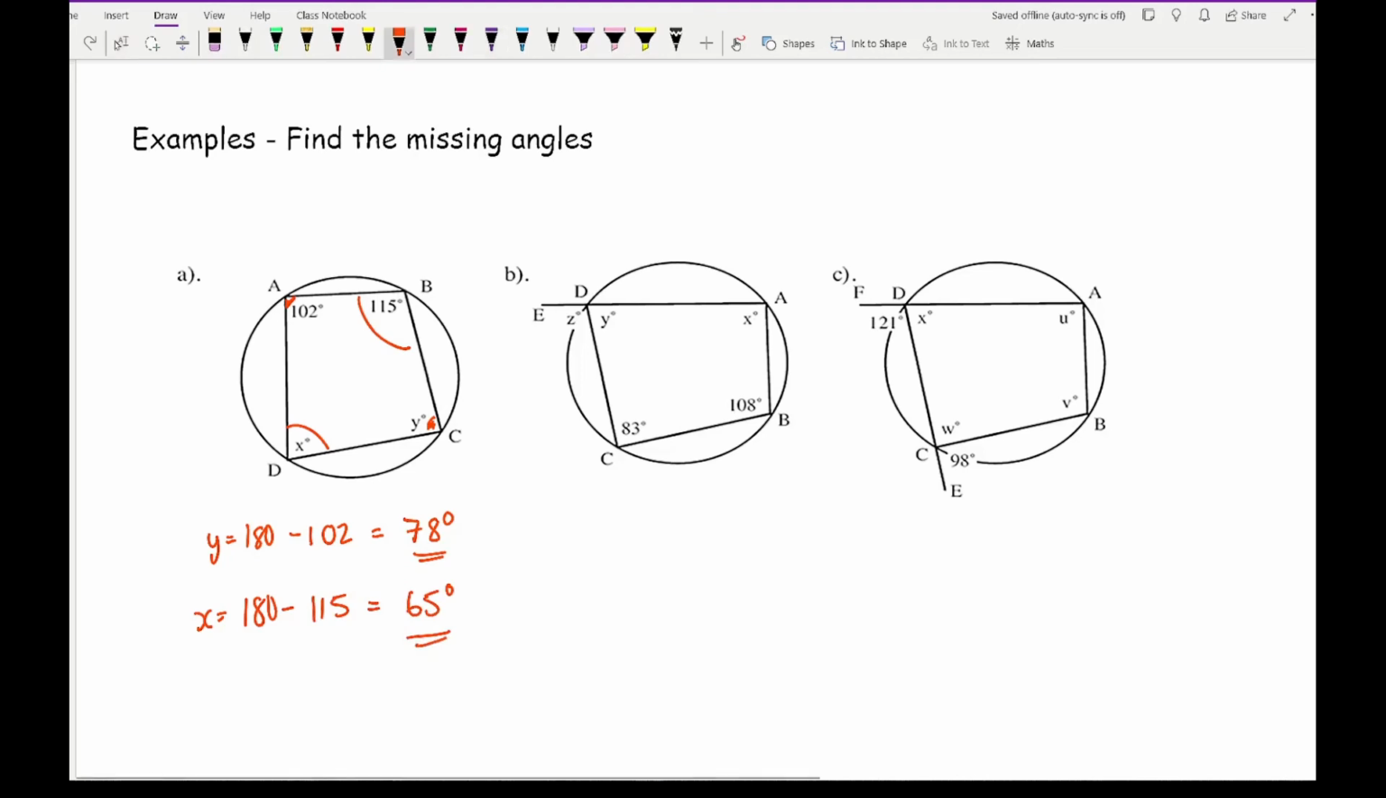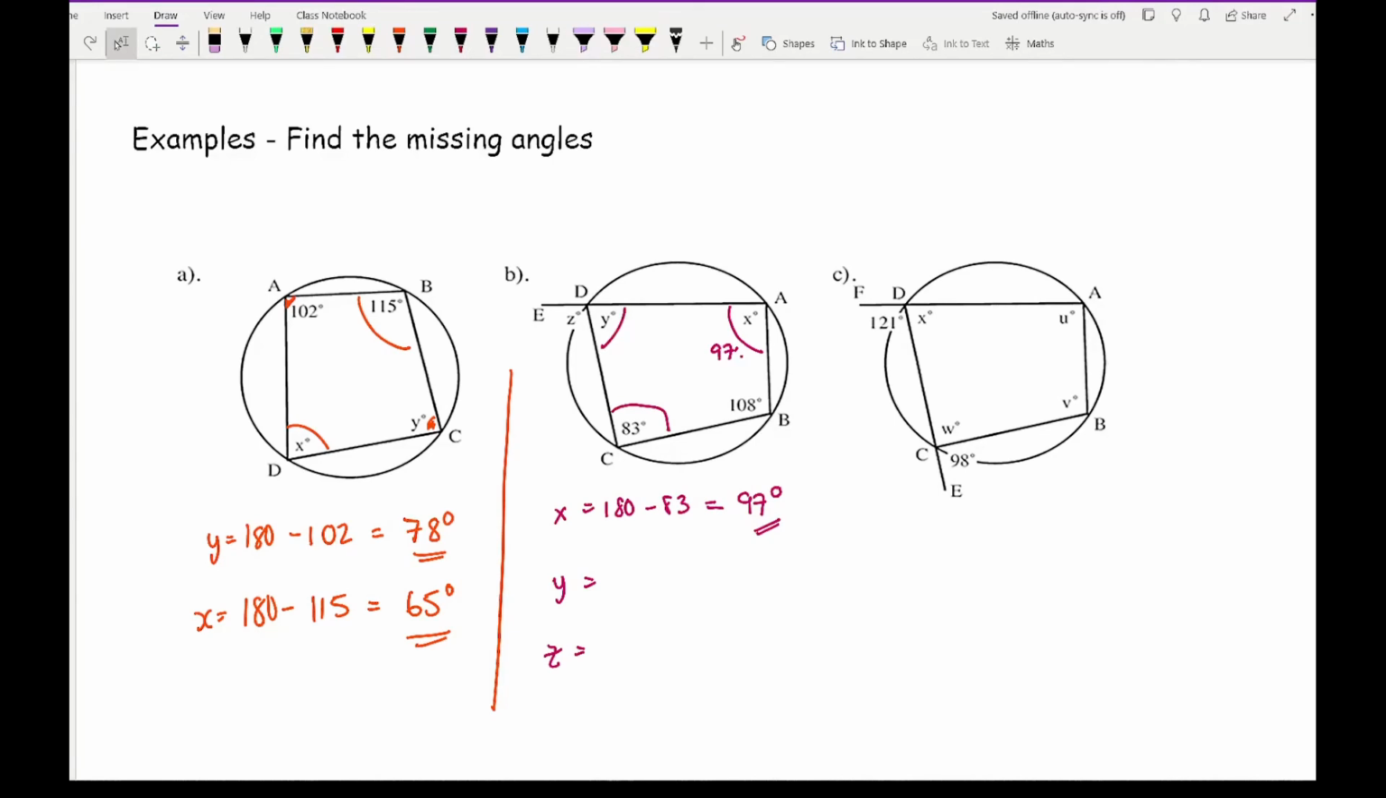Then working out B, so let me just put a line through that. So here I've got to work out X, Y and Z. Looking at this, I'm going to work out what X is first. This is opposite to angle C, so I've got to do 180 minus 83, which gives me an answer of 97 degrees.